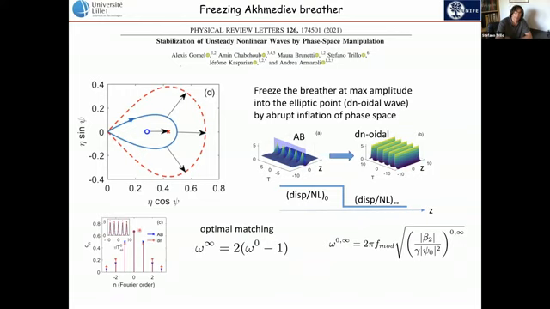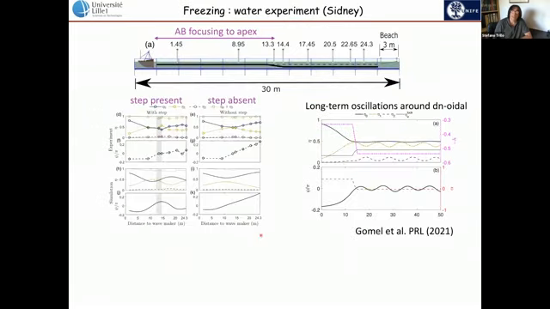The matching is not perfect. There is no way you can do a perfect matching in the full Fourier space because the Fourier space of the two objects is different, but nevertheless, with this criterion, the matching is pretty good, and we verified this in a water wave experiment. I will go very briefly again.